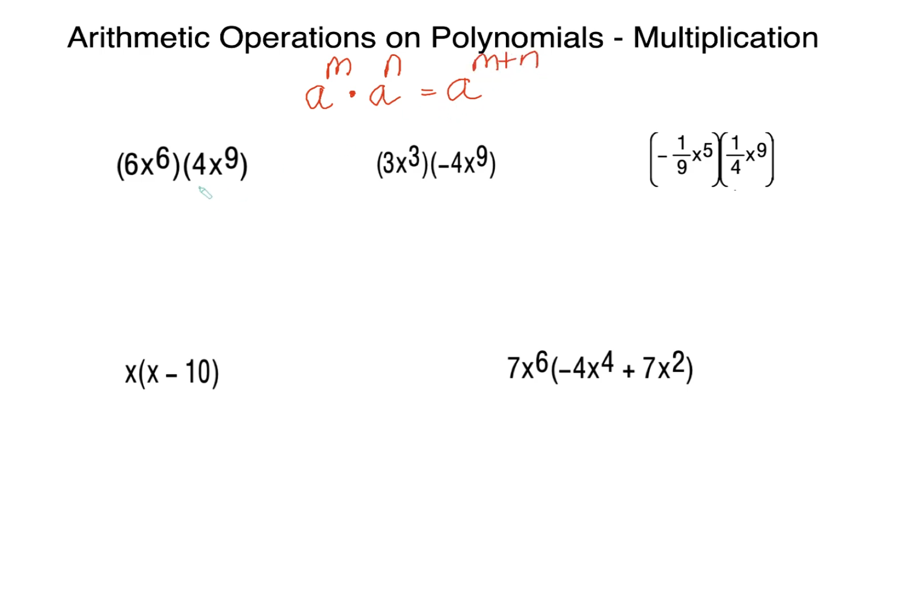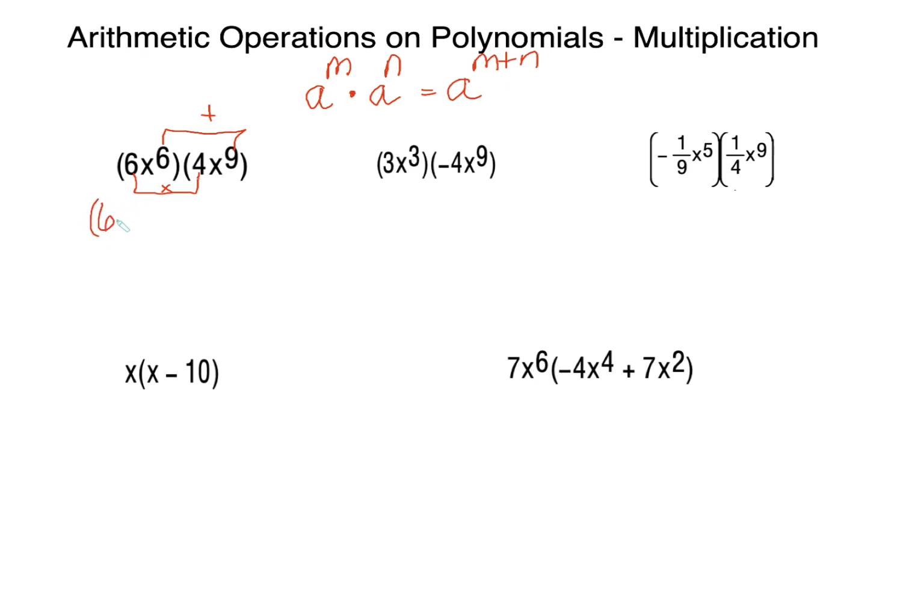So for example, I have 6x to the 6 and I'm multiplying 4x to the 9. So remember, the 6 and the 4 will multiply each other, while the exponents you're going to add. Integers or coefficients or numbers will use the operations of add, subtract, multiply, or divide, but when you have variables, they follow a whole different rule.